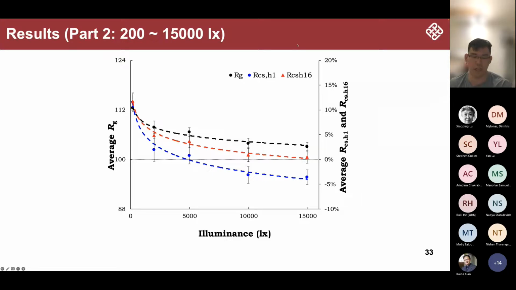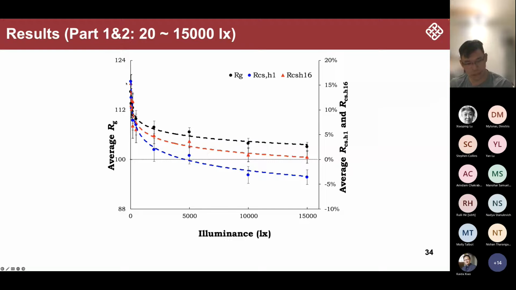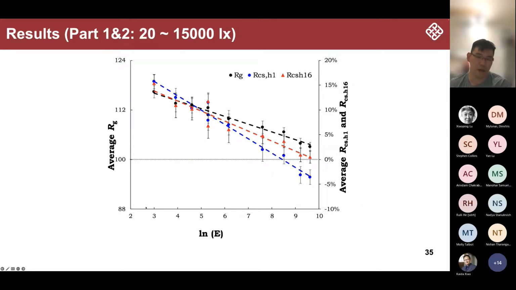Now if we combine the two sessions into one figure, you can see that they form a very good regression line. But we have a lot of data points clustered here, so to show such a difference, we change the horizontal axis from illuminance in lux to the logarithm of the illuminance. Then you can see that from 20 lux all the way to 15,000 lux, we have a very good relationship between the RG value and the light level. This supports our hypothesis that at a higher light level, we want a lower level of chroma. In other words, for a lower light level, we want to increase the chroma level.